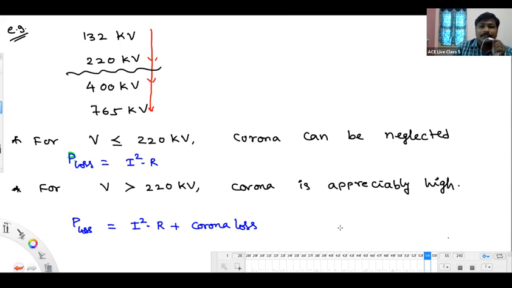Yes, Vikrant. During the rainy season, the dielectric strength of air will decrease. At that time, we can say corona will be more. Corona will be more in the rainy and winter seasons compared to summer.